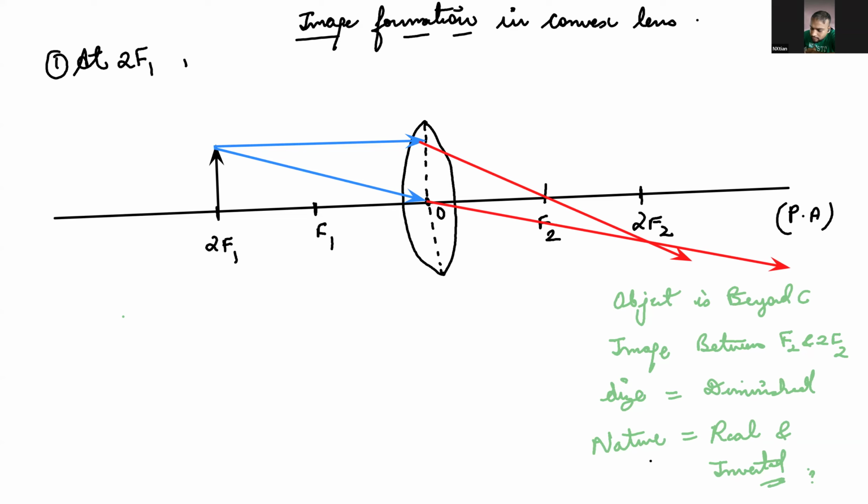So where does the image fall? At 2f. Okay, the image will be at 2f. Understood, guys? It is a bit the same. Like when we put an object at C, the image is at C. In the same way, if it is at 2f1, the image is at 2f1. Understood? No, you didn't understand it. Okay.